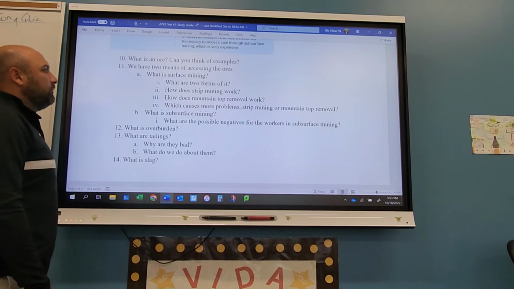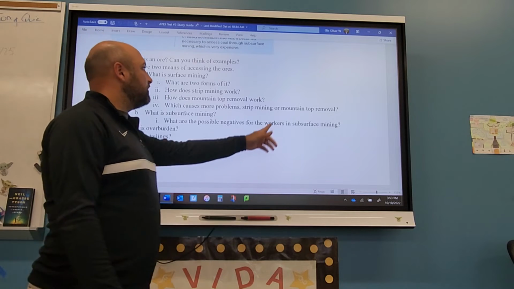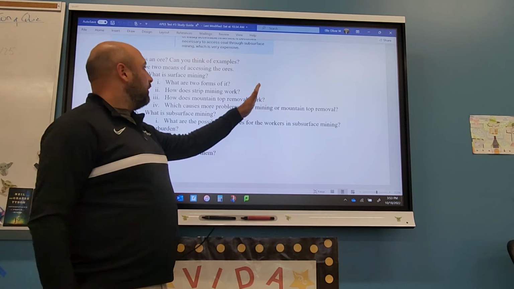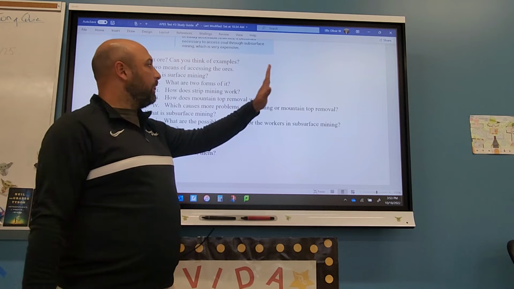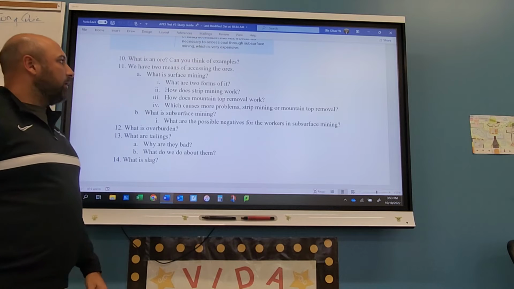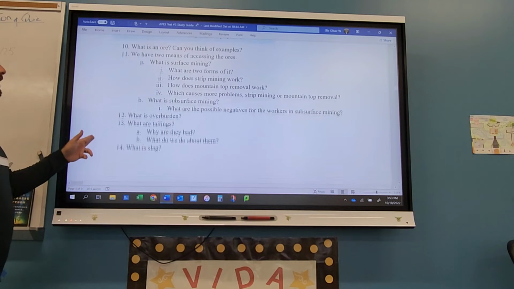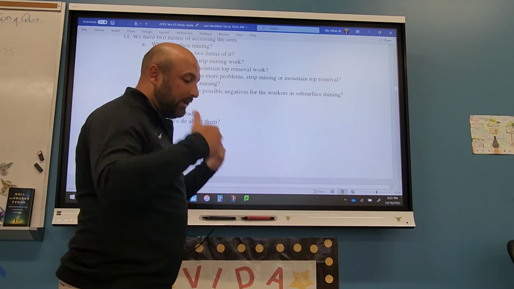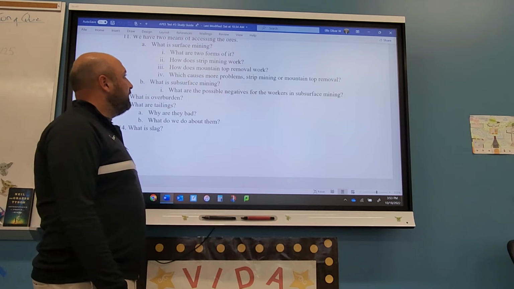Which causes more problems, strip mining or mountaintop removal? Mountaintop removal 100%, because blowing things up casts tailings everywhere. Strip mining with overburden can be more controlled, but the more you have just explosions and tailings everywhere, the more you can pollute the surrounding waters and environment. What is subsurface mining? That is digging down deep under the earth. That's where the coal miners go, like hundreds of feet down.